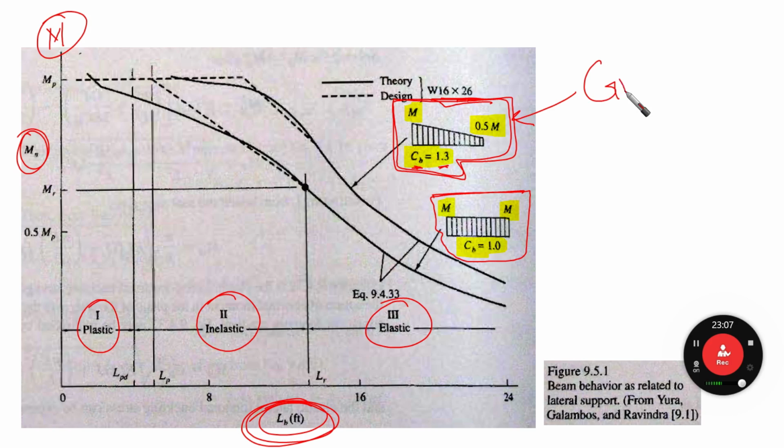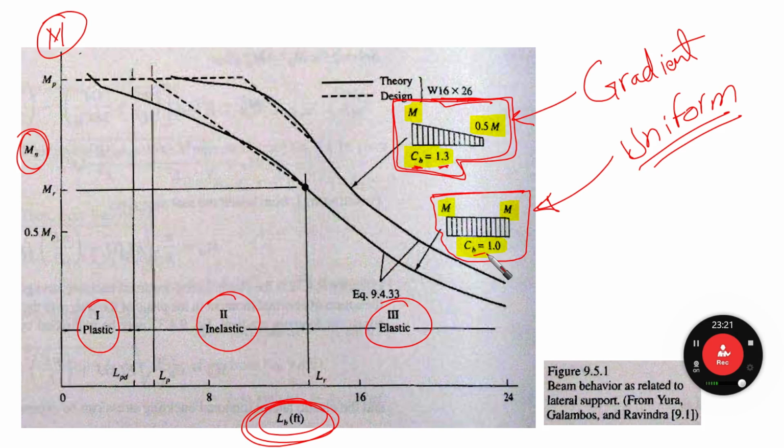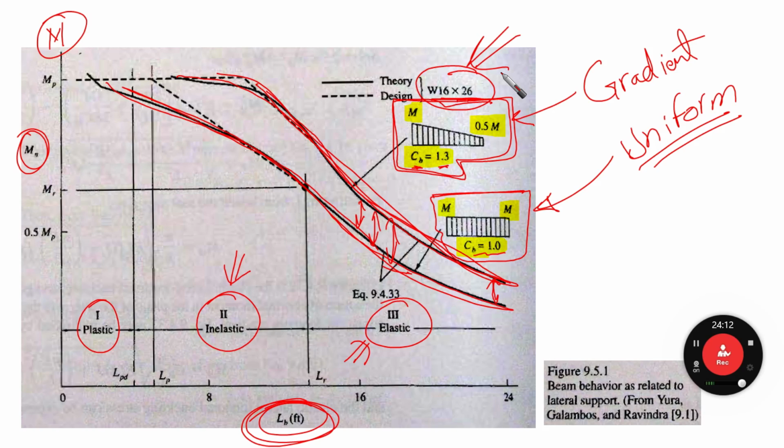So here we have the gradient moment. Over here it is uniform, and in this case CB equals 1. The meaning is that in zone 2 and zone 3, inelastic and elastic lateral torsional buckling, for the case of the gradient moment the nominal strength is going to be higher, as you can see by this amount. With CB at 1.3, that is almost 30%. This is how you should look at the two cases: you are going to have extra resistance compared to the case of the uniform moment. Both have the same cross section, W16 by 26.